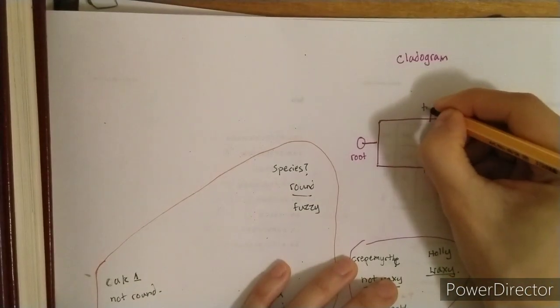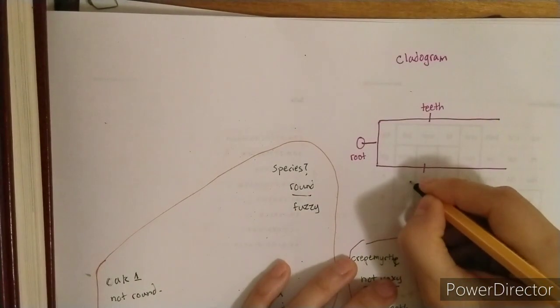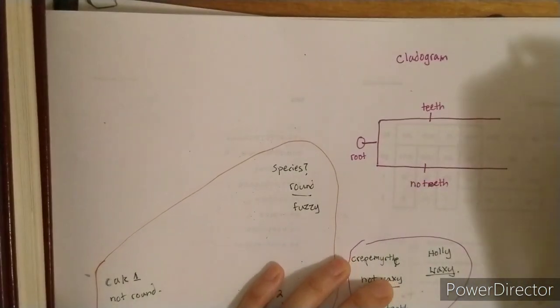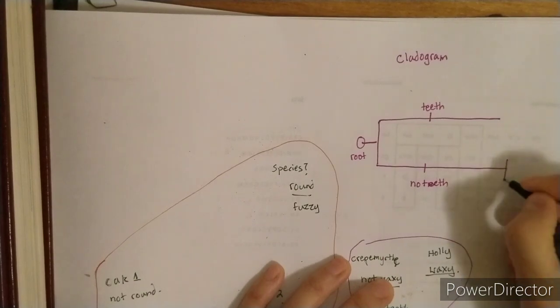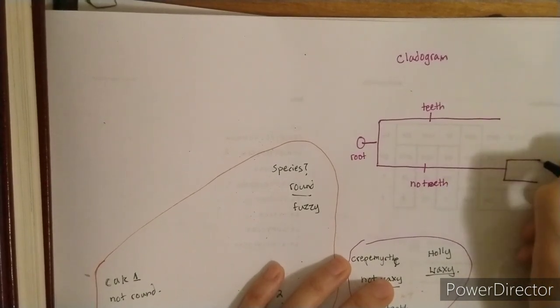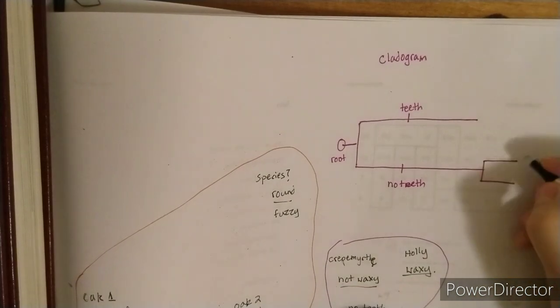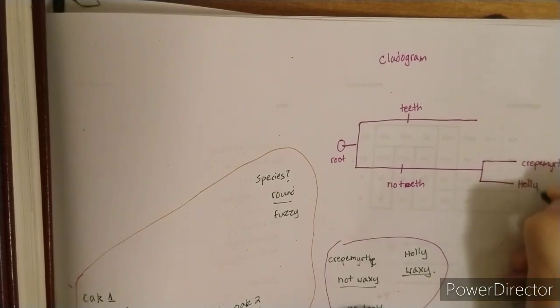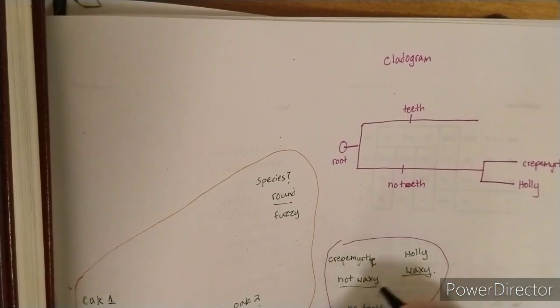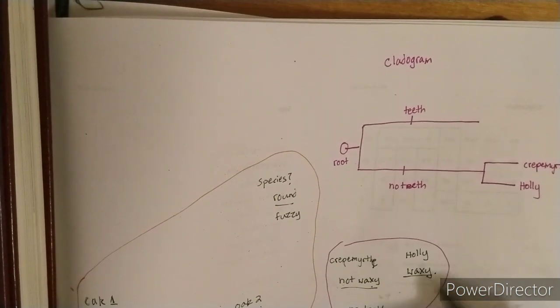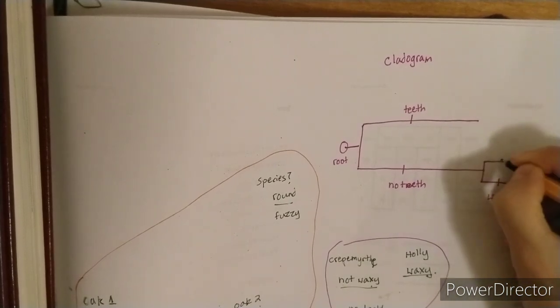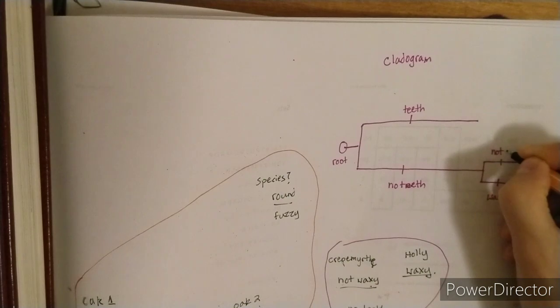We had the group with teeth, and we had the group with no teeth. Smooth. Okay. Within the no teeth group, I then had 2 species that actually fit here. I had the crepe myrtle and I had the holly. My distinguishing characteristic between them was that they're either not waxy or waxy. So I would add my tick mark for waxy here and add my tick mark for not waxy here.